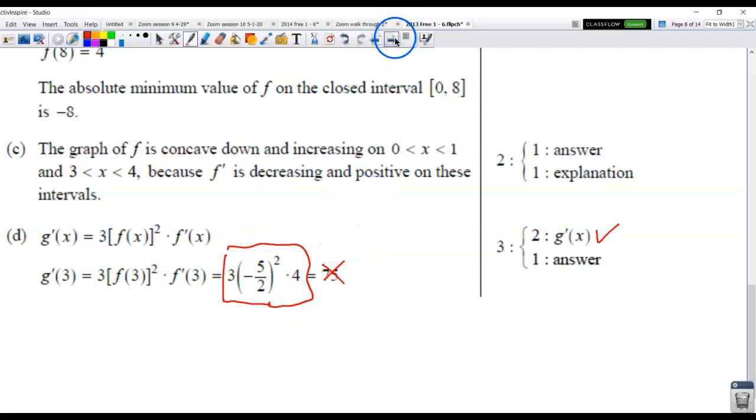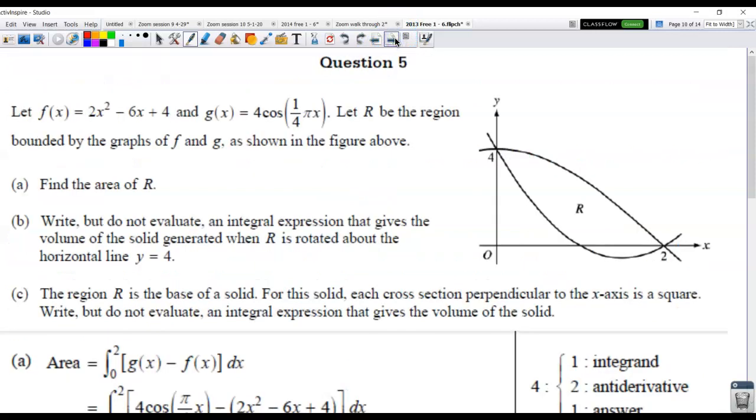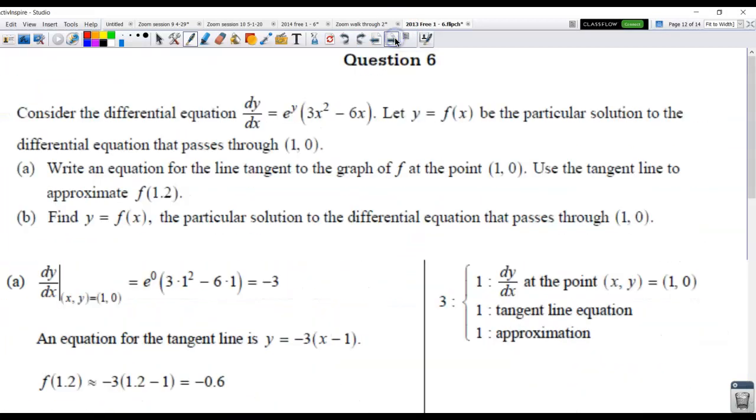All right, let's look at question number, as I said, question 5 is an area volume. And question 6, we can see right straight up, we have a differential equation in front of us. So let's walk through this one. We have the differential equation. It is a product. Notice that's e to the y multiplied by the quantity 3x squared minus 6x. So possible product rule coming in here if we have to go to the second derivative.